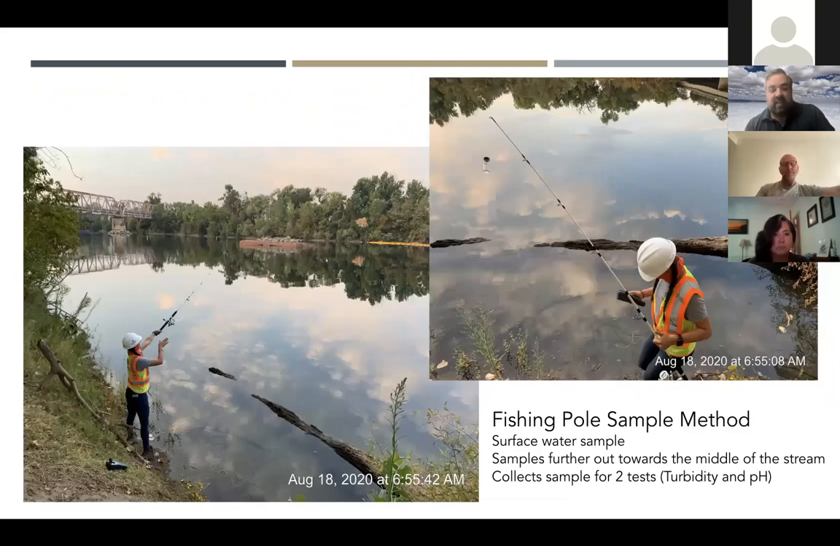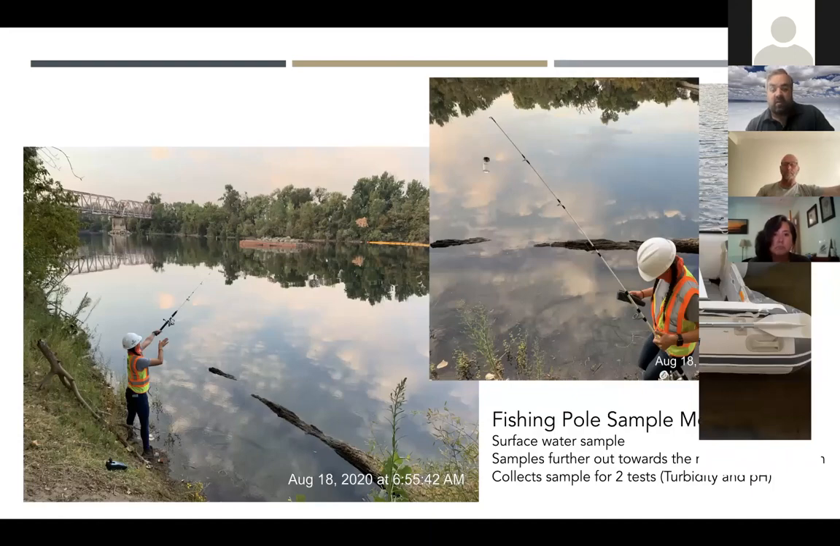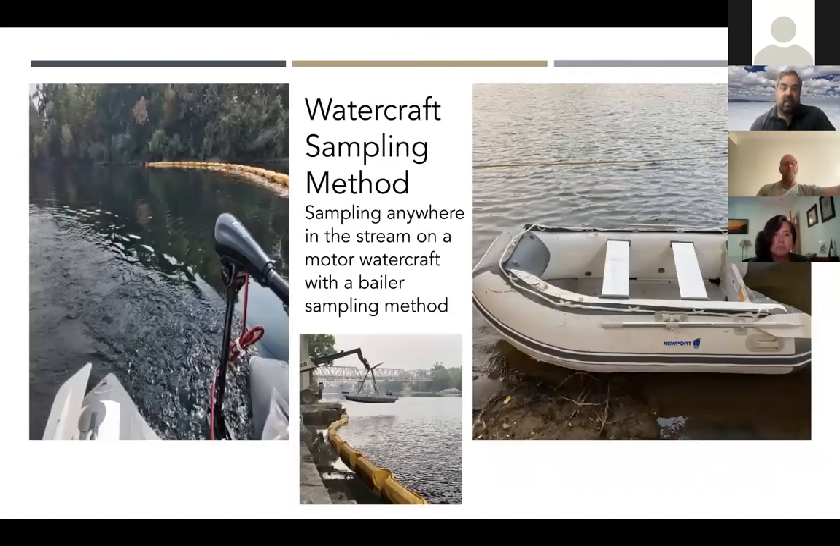Another way you can do it is be an overhead casting fisher person and throw that vial out there to get the upstream and downstream samples. So you're ensuring that you're getting a clean sample for a comparison to the in-water work. So fishermen can use that.